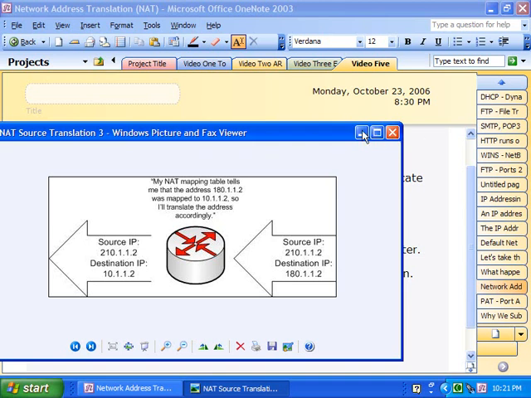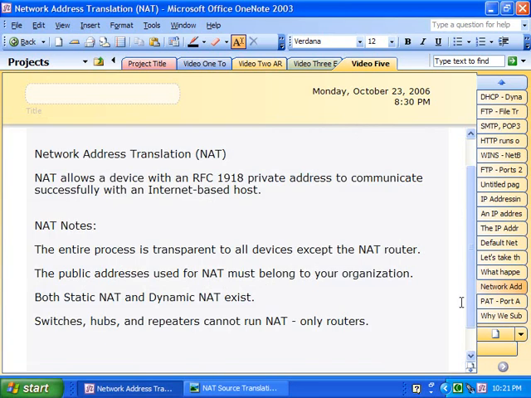Really works well too. I've configured NAT and used NAT for years, and it is one sweet protocol. And this is how we got around the problem of running out of IP addresses with private addresses, and then of course NAT allows us to get private addresses out onto the net.